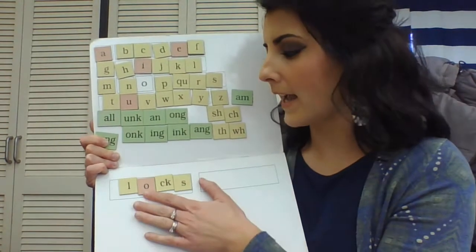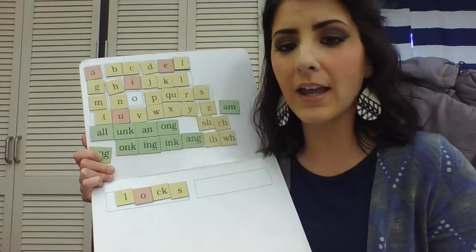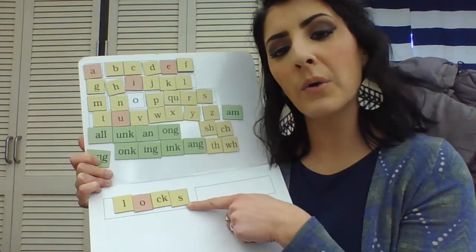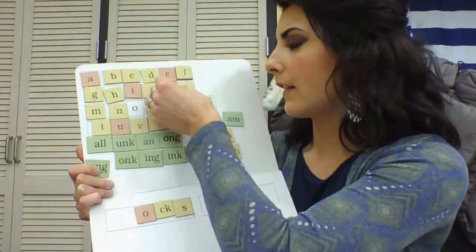So I could say I have 2 locks. You're holding an actual lock in your hand. Or I could say Mrs. O'Hara locks the door. So it could mean more than one lock, or it could be an action word, either one. Okay, let's put those back.